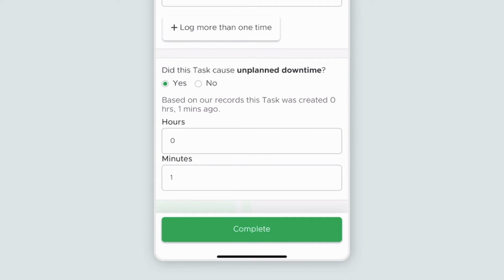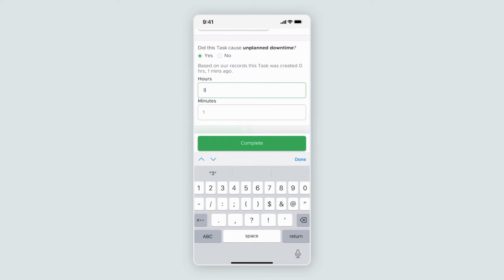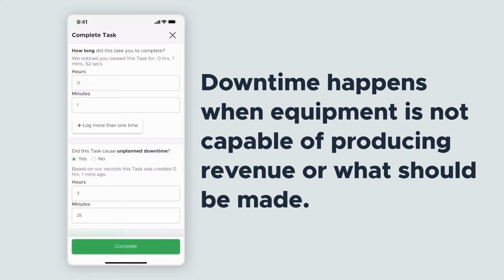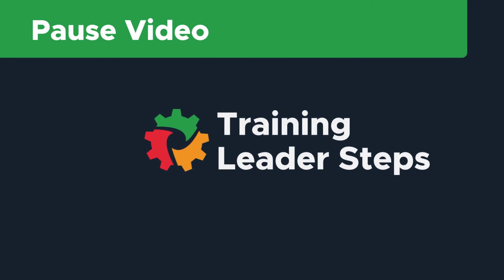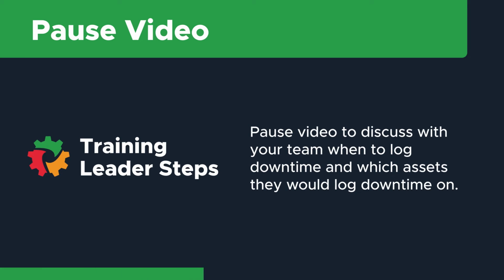The time since the task was created will automatically populate, and you can adjust the time from there. For this example, I will say that this conveyor belt was down for 3 hours and 25 minutes. Downtime happens when equipment is not capable of producing revenue. In a manufacturing plant, downtime happens when manufacturing equipment cannot produce what is being made. Some Limble customers may not track downtime at all, such as facilities maintenance teams. Training leader, pause the video here to discuss with your team when to log downtime and which assets they would log downtime on.